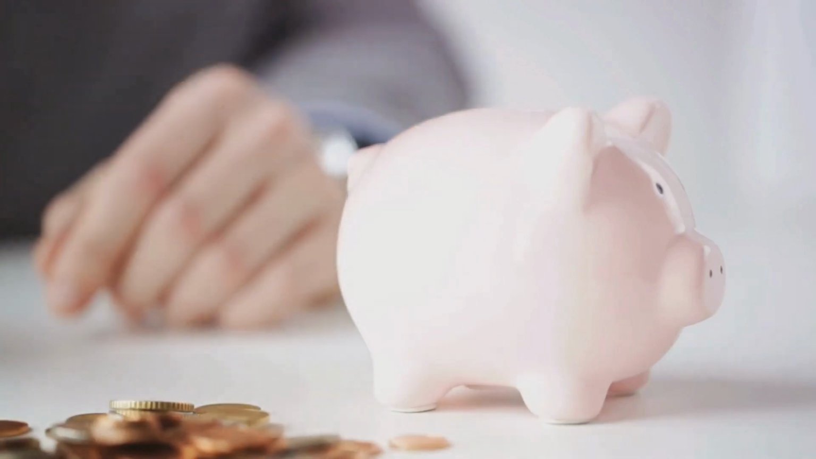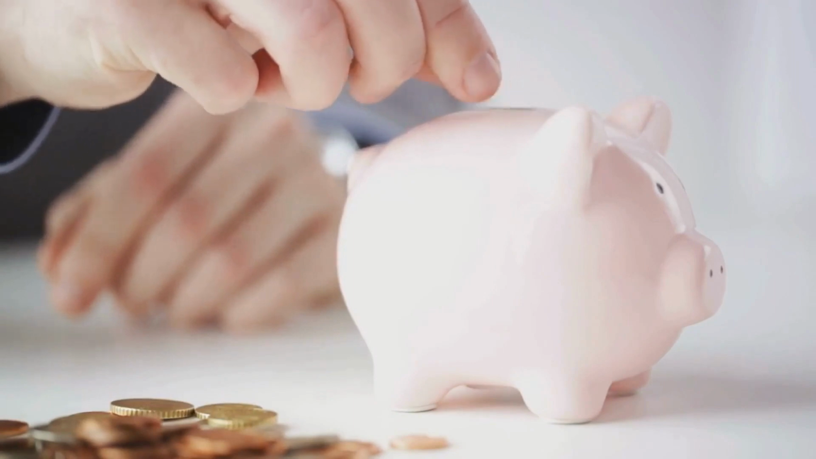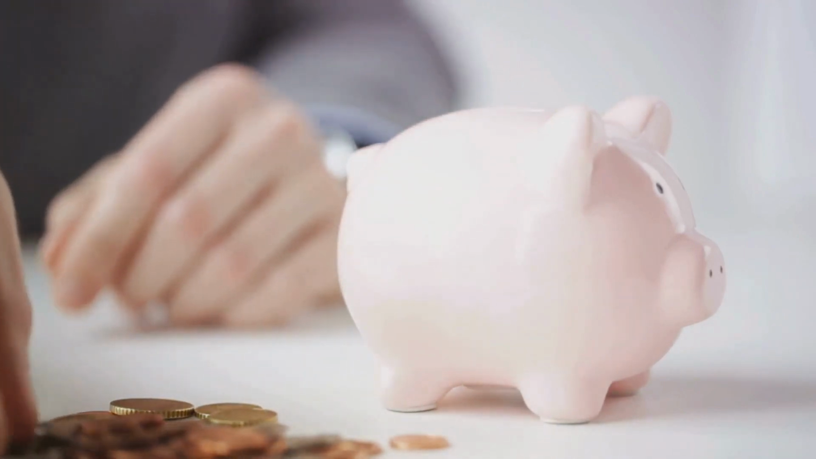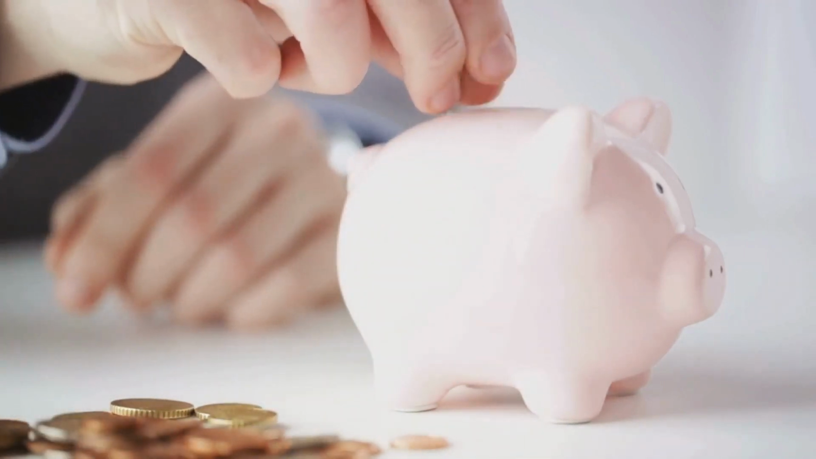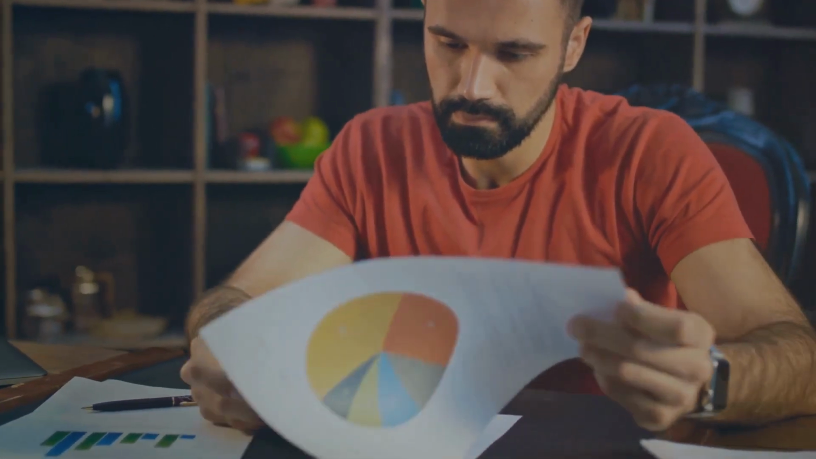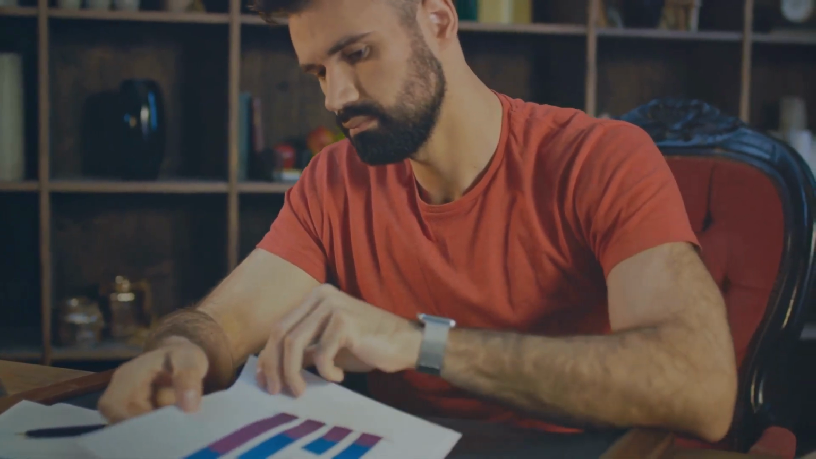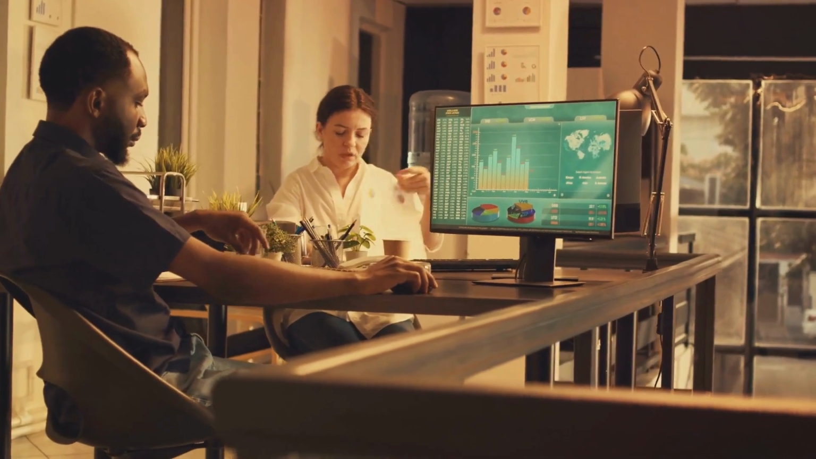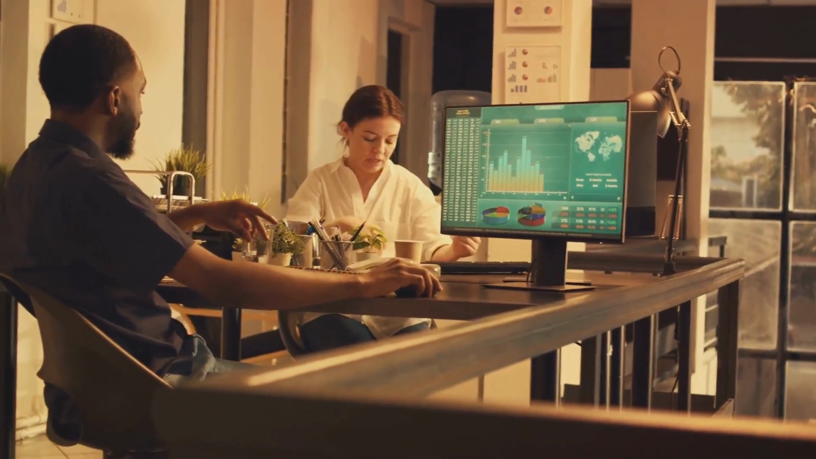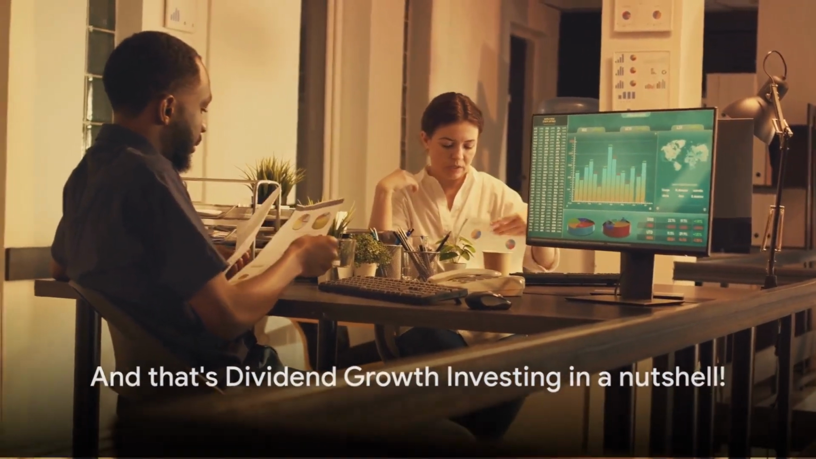One of the main risks is that a company might cut or eliminate its dividend, which could lead to a decrease in the stock's price. Additionally, focusing solely on high dividend companies might limit your exposure to other, potentially profitable sectors. But remember, successful investing is not about eliminating risk, but managing it. By doing your homework and diversifying your portfolio, you can use dividend growth investing to potentially generate a steady income and achieve your financial goals. And that's dividend growth investing in a nutshell.